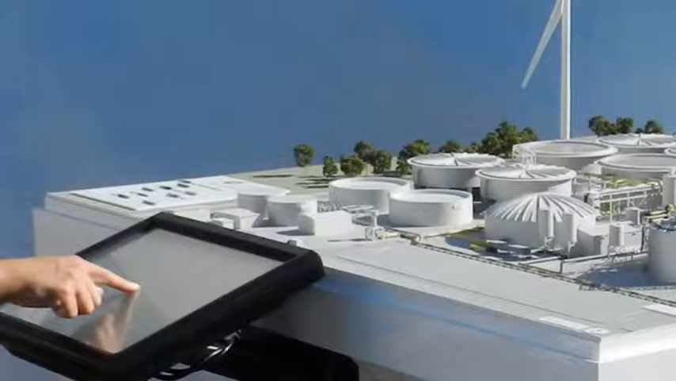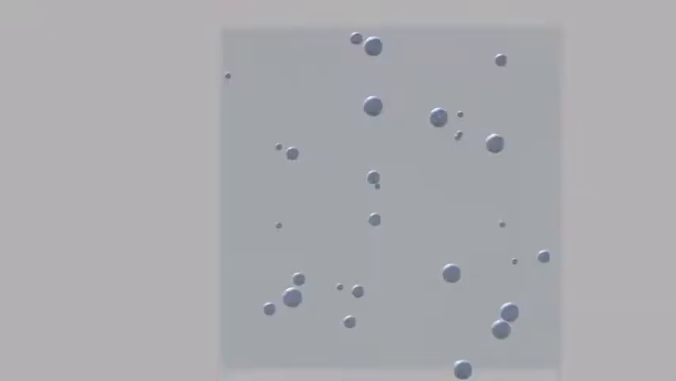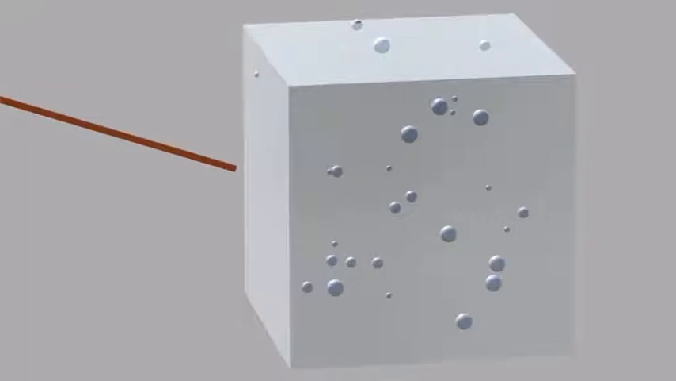from the exhibit artifact. In this paper, we explore whether the glass case could be used as an input surface to point and select distant physical objects. The most standard technique to select objects in space is raycasting. But there are different ways to cast a ray.